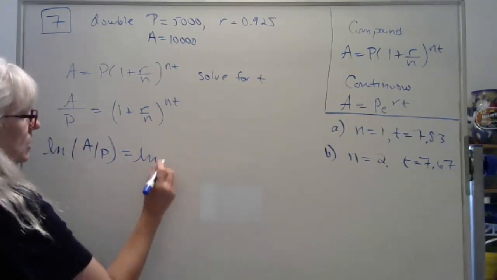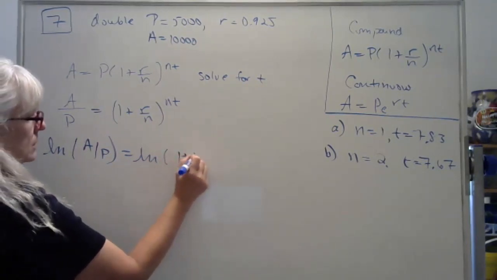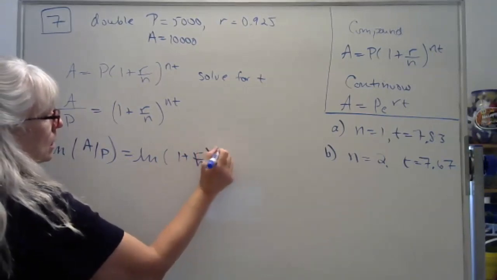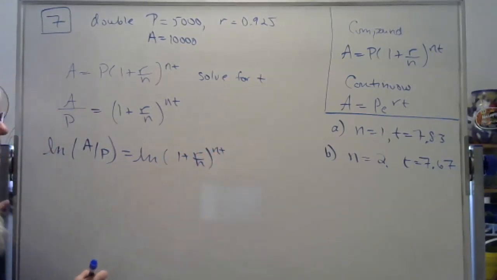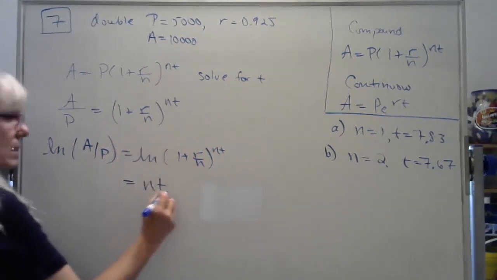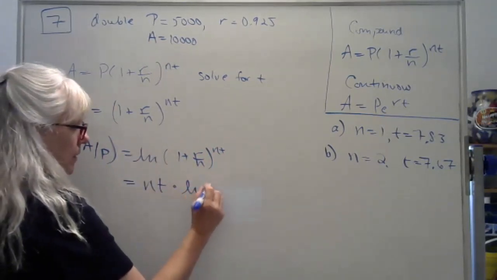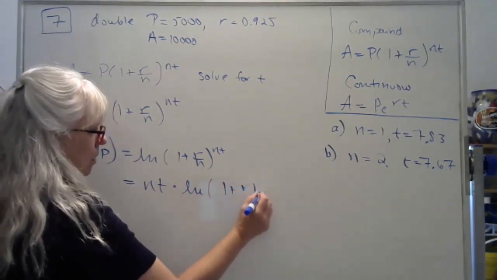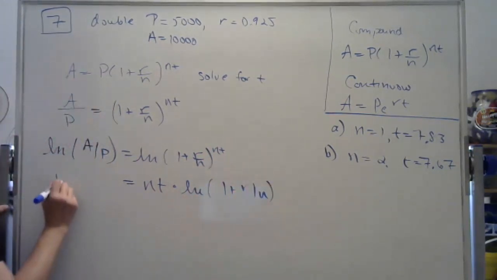So on the right side, you're going to have the natural log of 1 plus r over n to the nt. And we know that we can bring the n times the t out in front and multiply it by the natural log of the inside stuff.